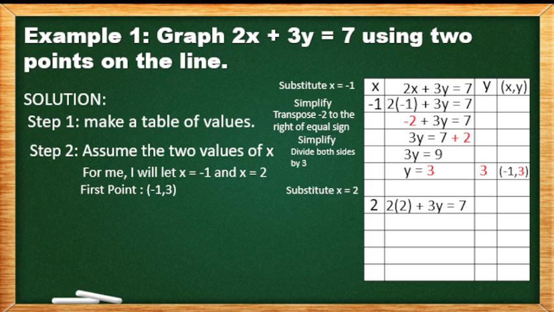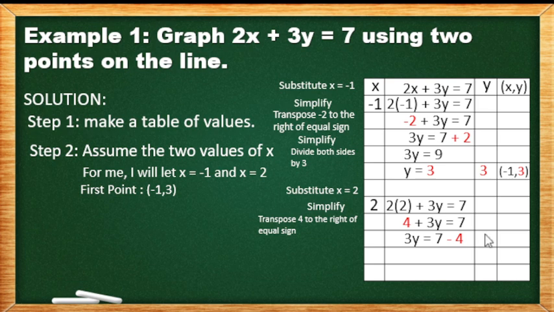Magiging 2 times 2 plus 3y is equal to 7. Simplify natin yan. 2 times 2, yes, 4. So meron tayong 4 plus 3y is equal to 7. And then, same. We need to transpose 4 to the right of equal sign. So mangyayari dyan, meron tayong 3y is equal to 7 minus 4.